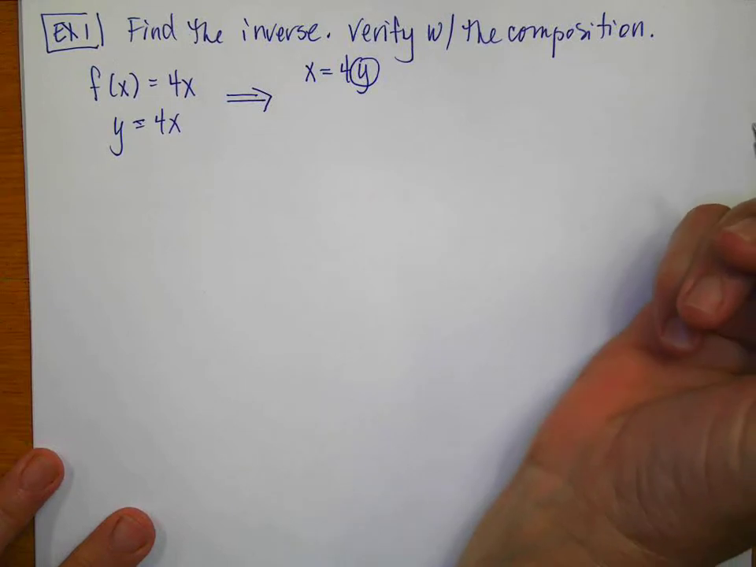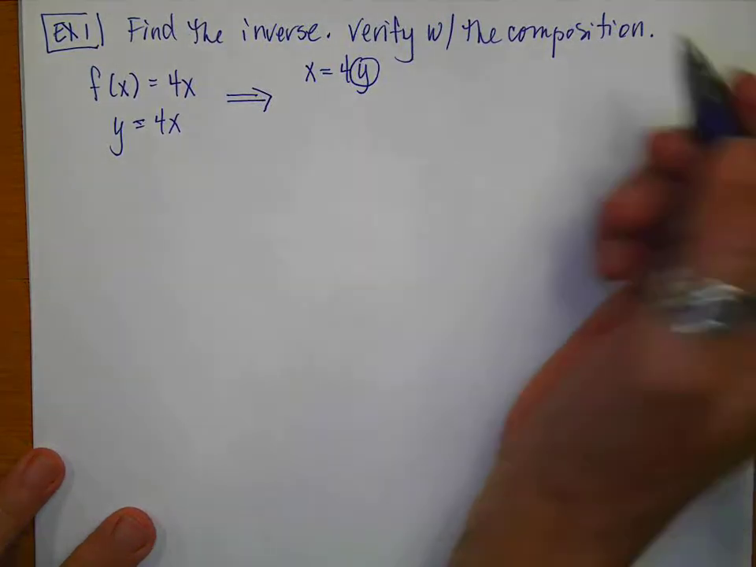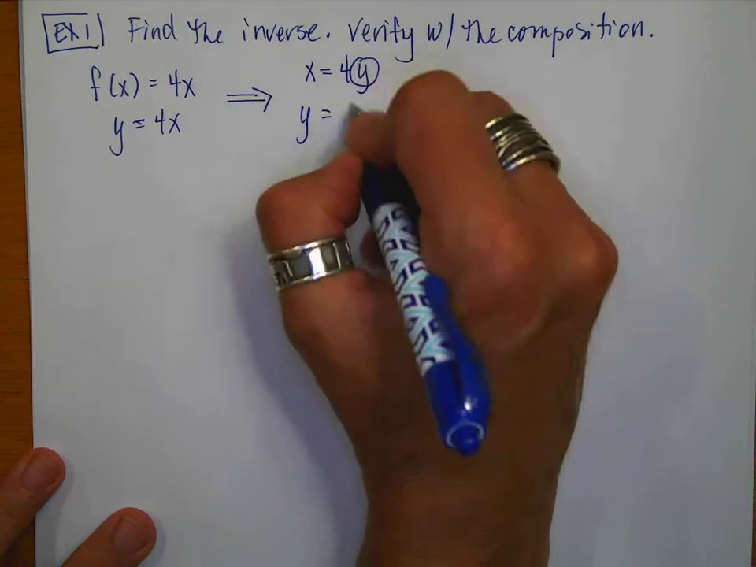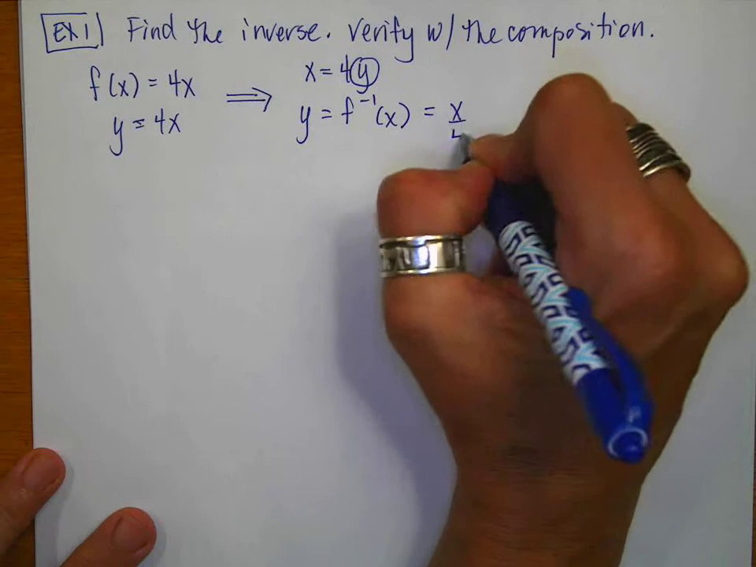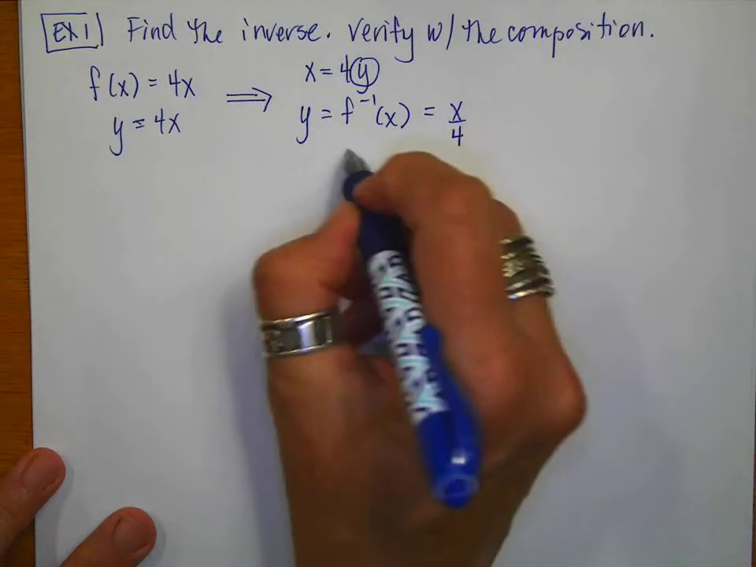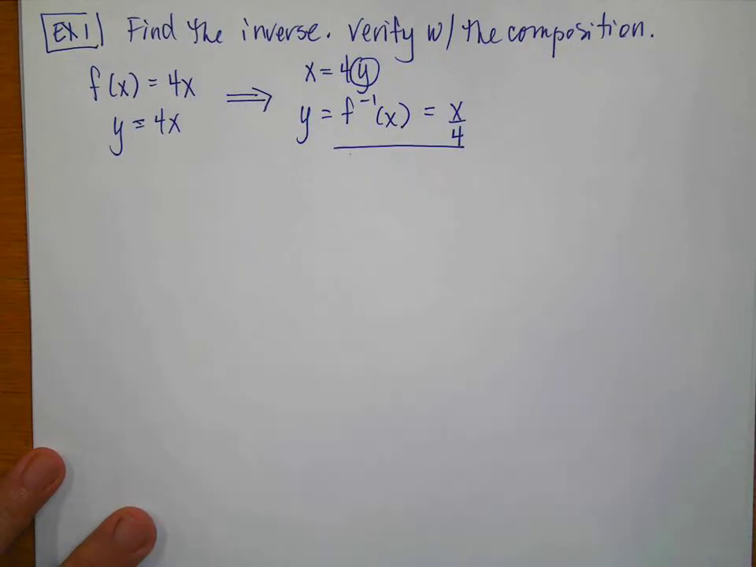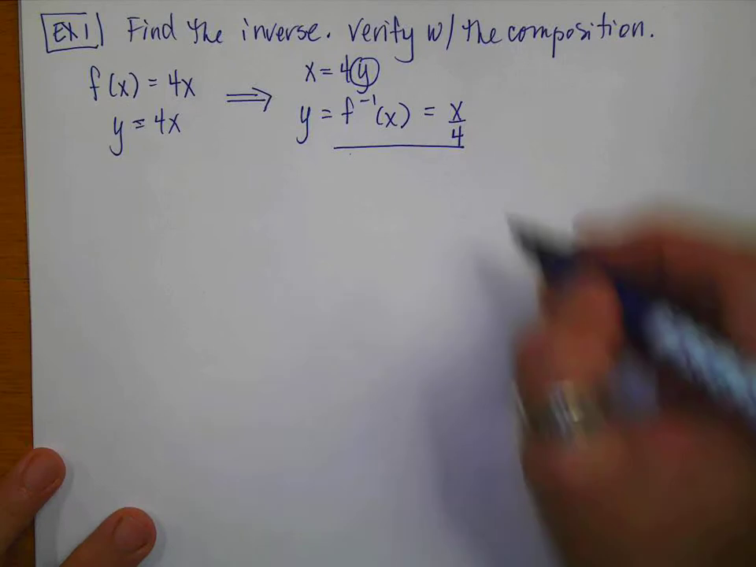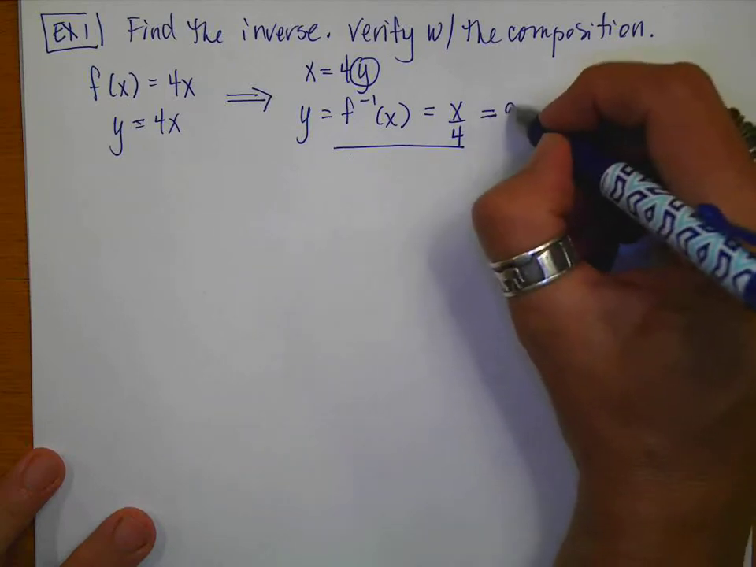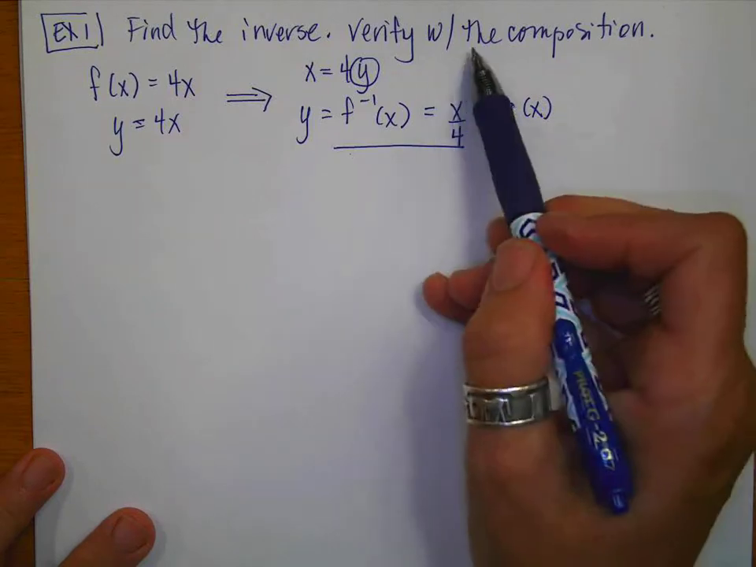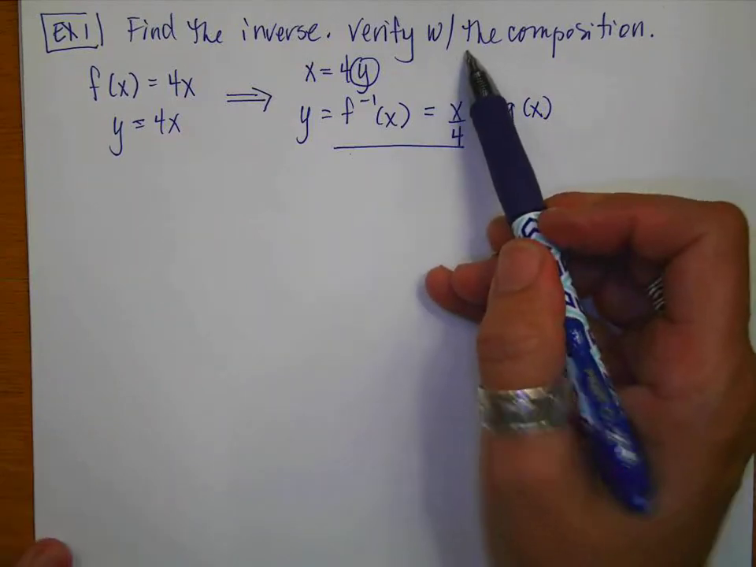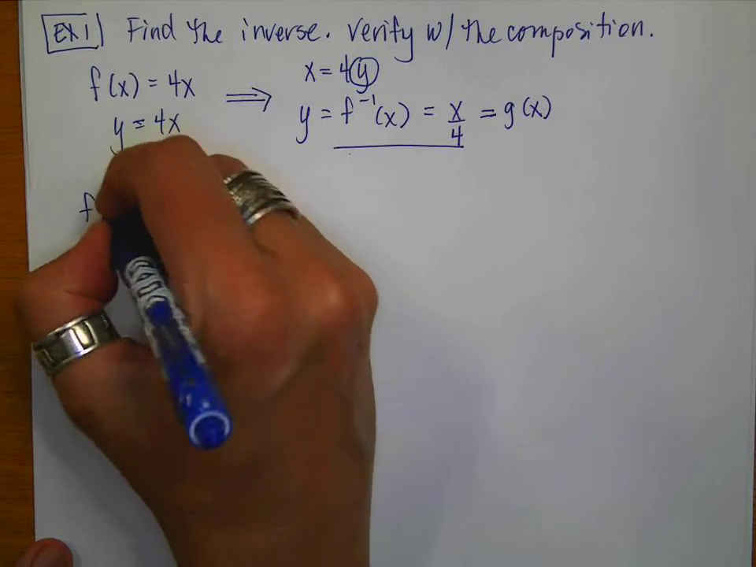Remember, the next step, the very important step that we often forget, is that I need to solve for y. So y, which is going to actually be the inverse of the function, is going to be x over 4. And then this would be how I report my answer. For sake of making the math easier, I'm going to call my inverse g of x, because the second part of the problem said that we needed to verify with a composition.